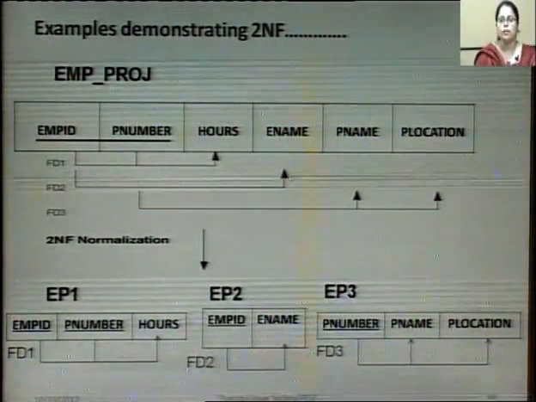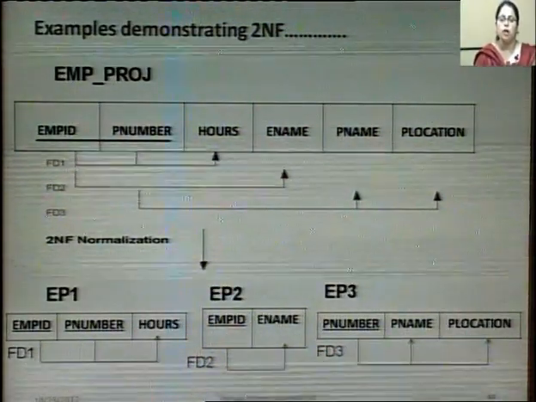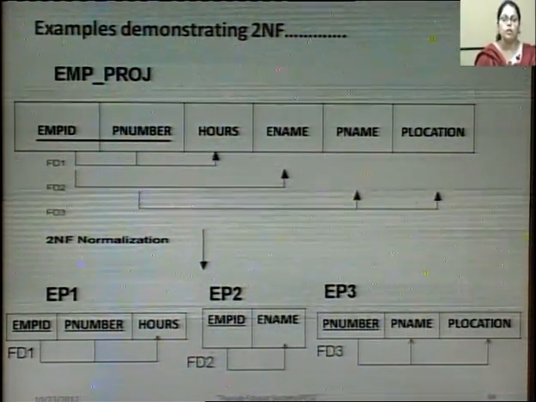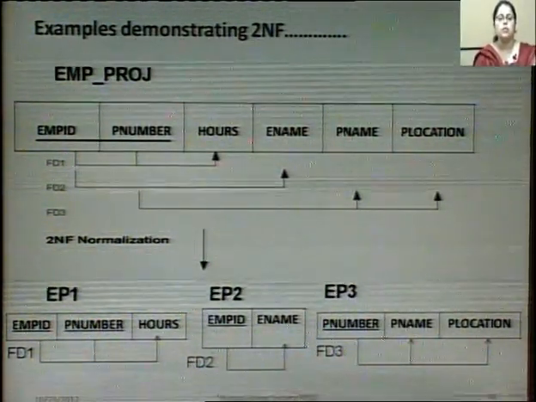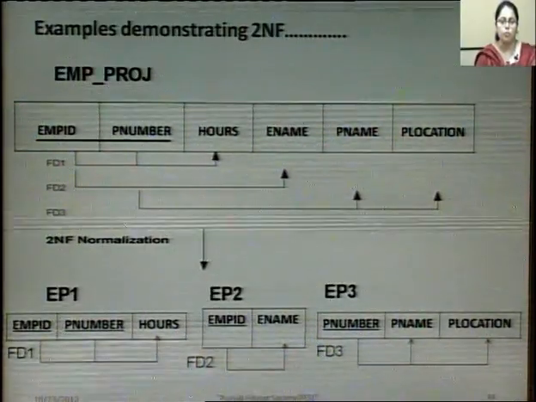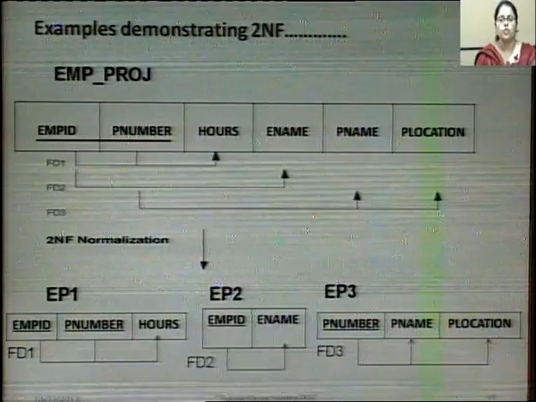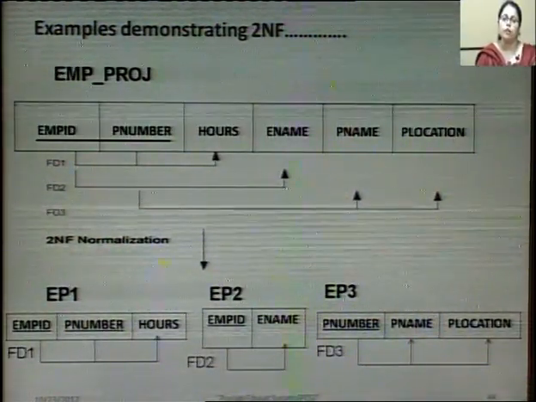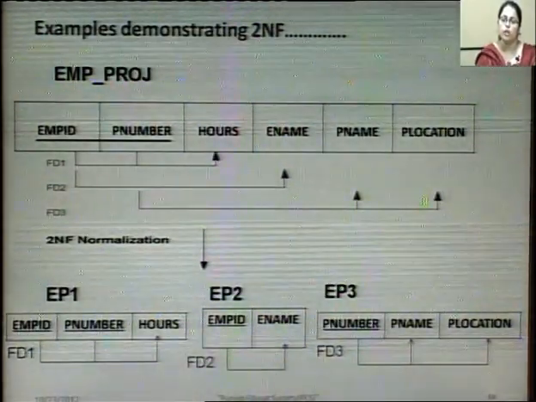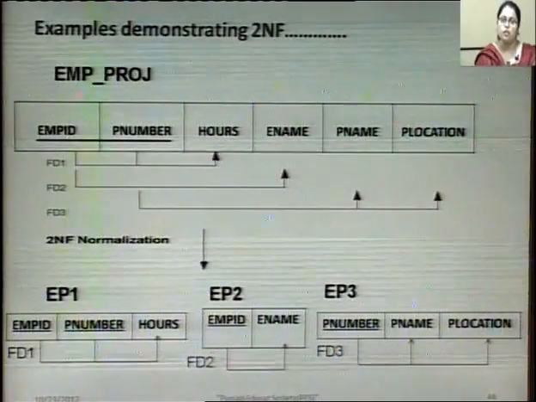So now we can see that in the first relation EP1, hours is the non-prime attribute and it is fully functionally dependent on the primary key. In the second relation, E name is the non-prime attribute and it is fully functionally dependent on the primary key. In the third relation, P name and P location are non-prime attributes and they are fully functionally dependent on the project number. Hence these three relations are in second normal form.